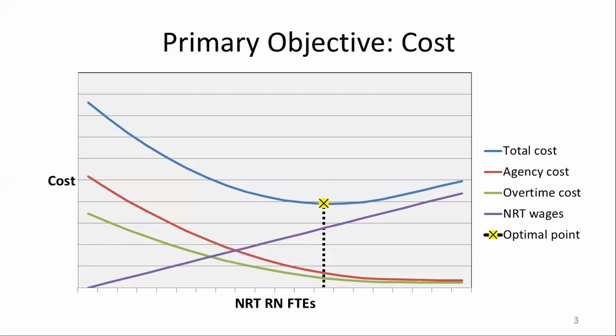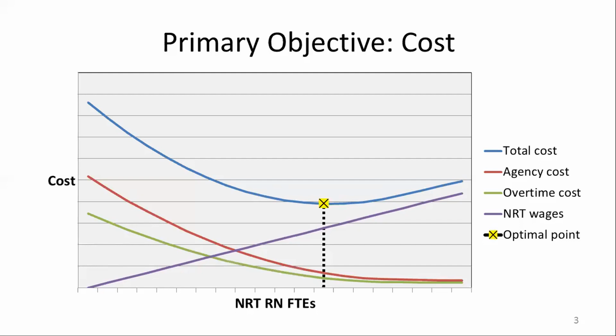Beyond some point, we would start to see diminishing returns, because there would be a point at which the NRT becomes large enough to fill virtually all nursing absences. And beyond that point, we would start to see very little reduction in the agency and overtime costs as the NRT size increases. The blue curve is the total cost, the total of the other three curves.